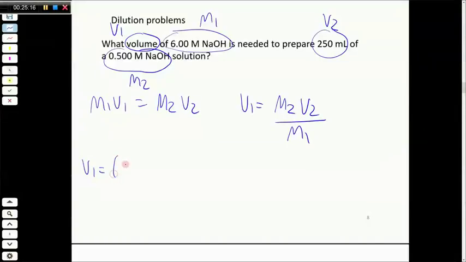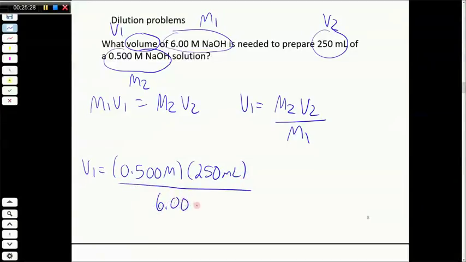So we have, if we put the units in, our M2 is 0.500 molar, V2 is 250 milliliters, and then we have 6.00 molar is M1. So we're plugging these numbers that we got in the problem up into here. Molarity cancels out, and that would give us then an answer in milliliters.